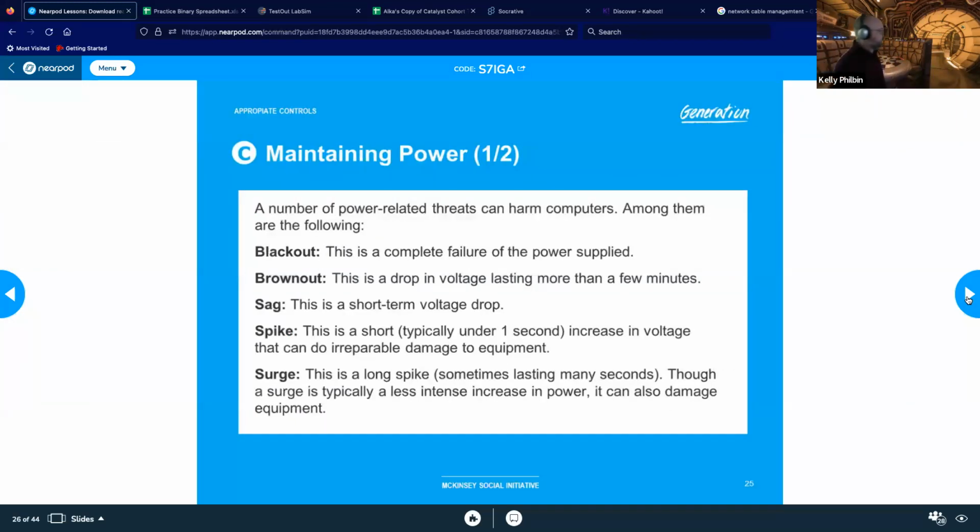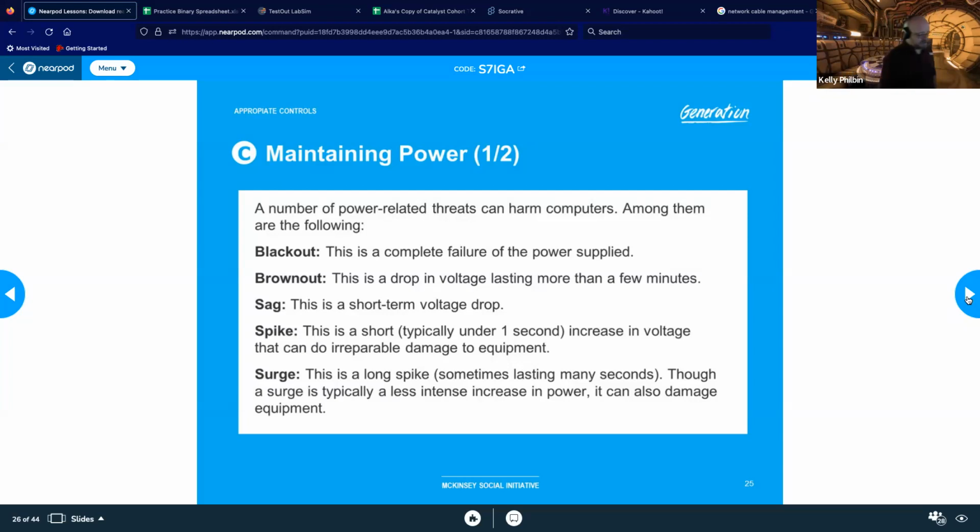All right, power. So the main thing we want to keep in mind when we're talking about power issues is the uninterruptible power supply, or UPS. But there's a few terms we need to be aware of. One is a blackout, which is a complete failure of power. So complete failure is a blackout. A brownout is a drop in voltage lasting more than a few minutes.